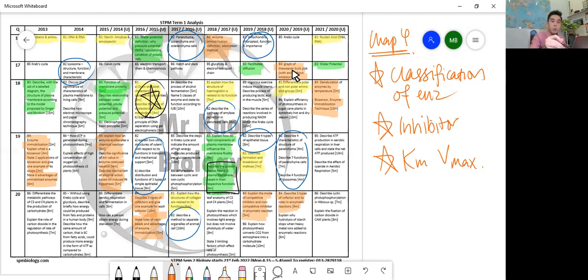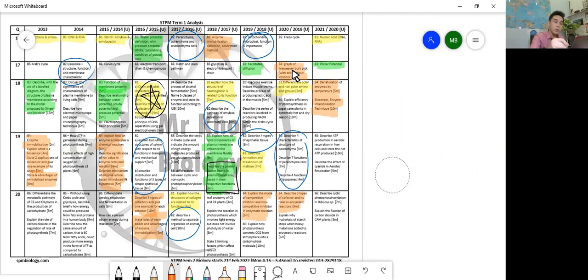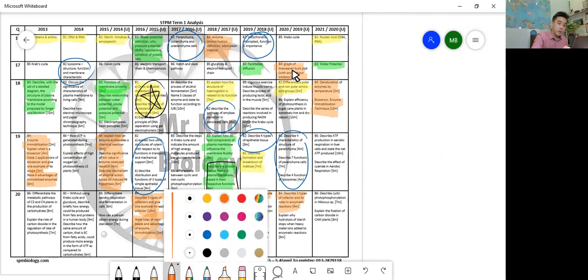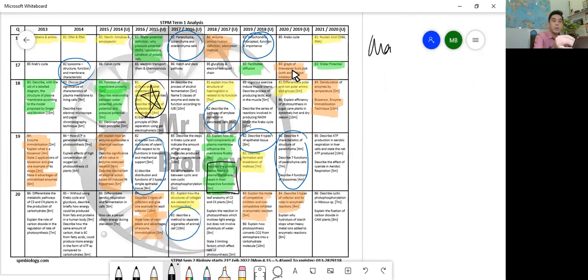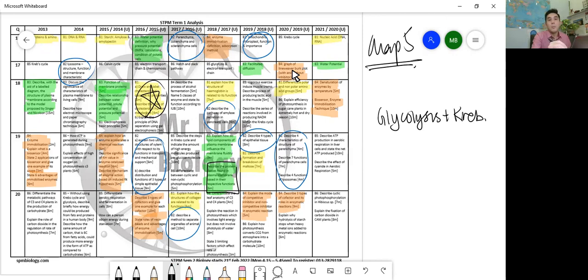Okay guys, moving on to chapter five. Okay, chapter five. I was telling them this evening, love it, hate it, you must know glycolysis and Krebs cycle. But at the top, number one on my list would be ETC, electron transport chain.